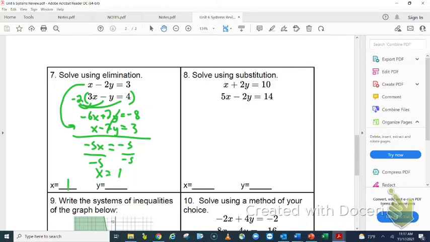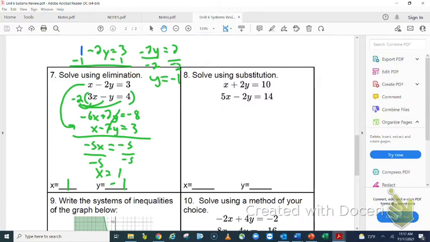Solving for y now, if I know what x is, I can just plug that in for one of the equations. So I'm going to choose that top equation, and I'm going to solve for y. And y equals negative 1.